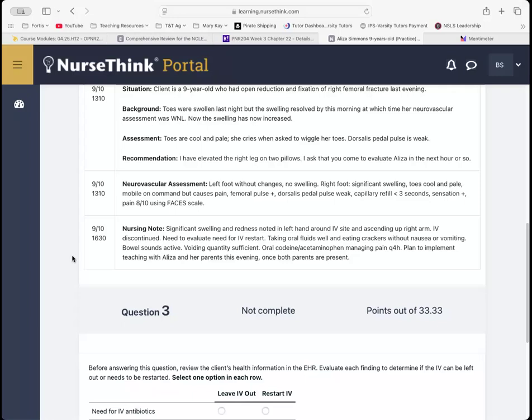So now, at this point in time, Eliza is taking oral fluids well. She's able to eat crackers without nausea or vomiting. She has active bowel sounds. She's voiding sufficiently. Her pain is being managed with oral codeine and acetaminophen. And they are working on teaching with parents once they're both at the bedside. So what are our thoughts on restarting that IV? Is it necessary or not?